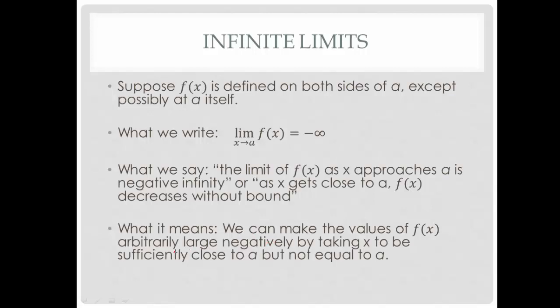This is a little cumbersome to say, arbitrarily large negatively, but we want to avoid using the word small, because when we say small, we do not mean negative a million and negative a billion. What we mean is 0.0001. So we do need to refer to that as arbitrarily large negatively.